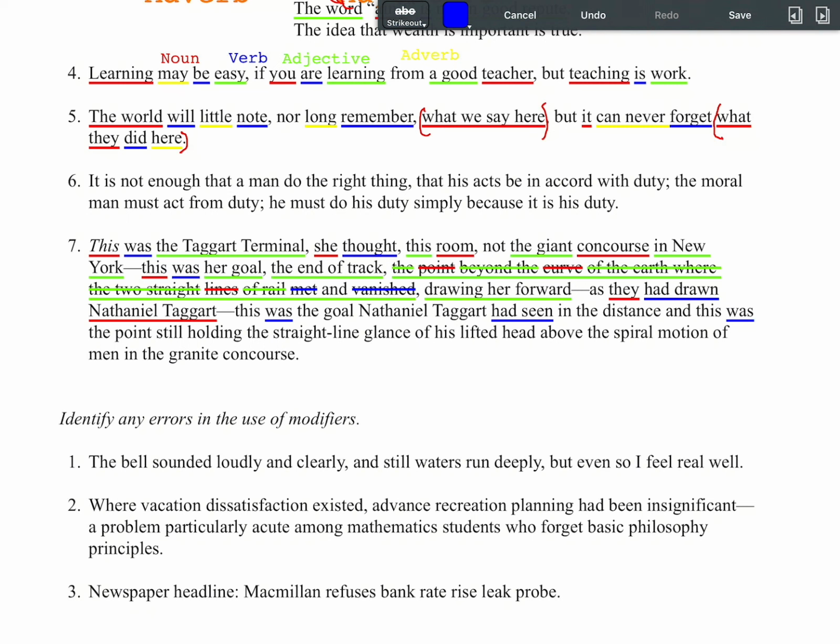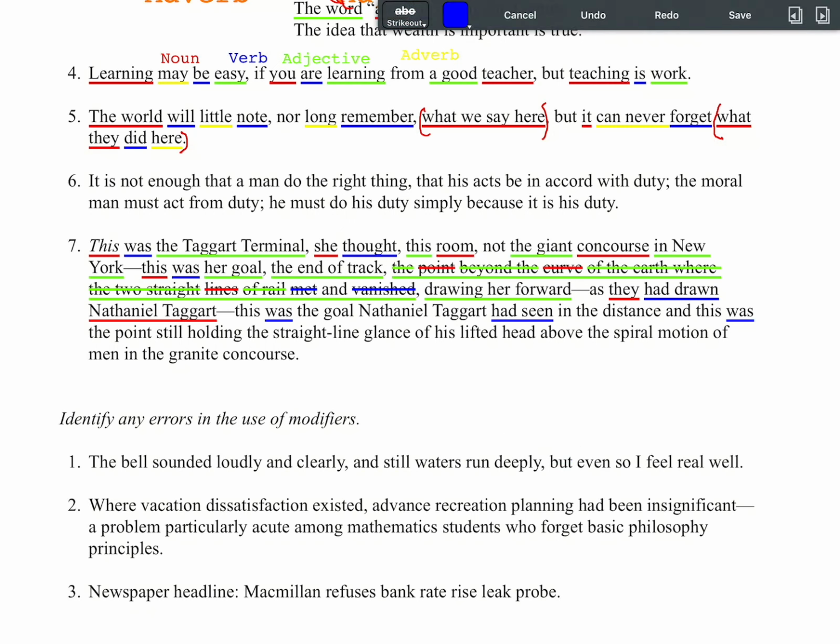I'm not sure about this drawing her forward thing. I think like this was drawing, or the was drawing is like a verb phrase. Yeah, I don't actually understand it in detail. Alright, I'm gonna call that good enough for now. I'm gonna go on to the next part.